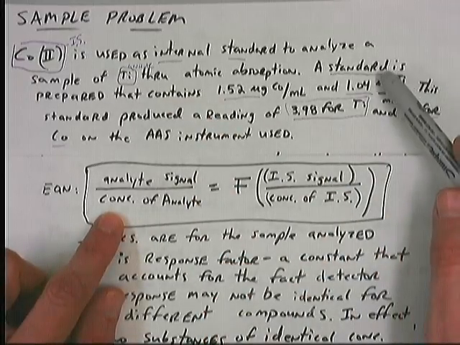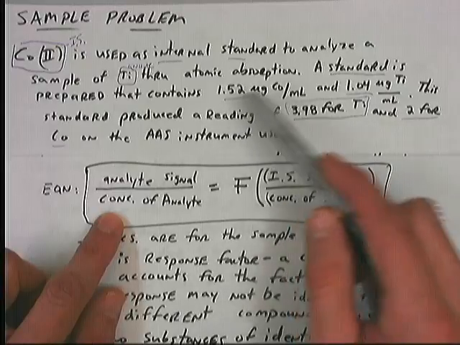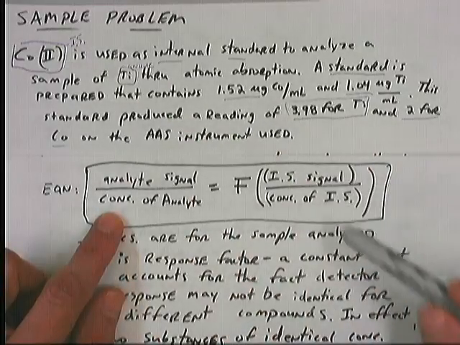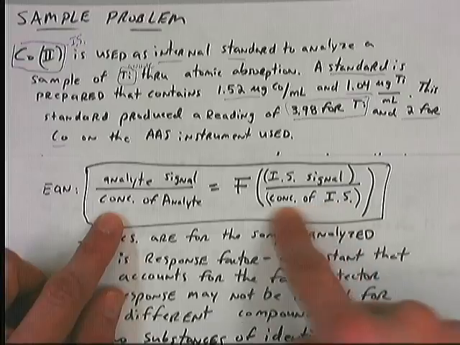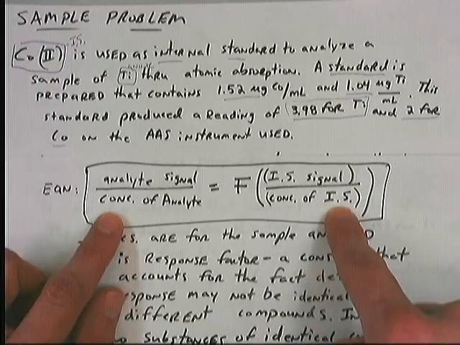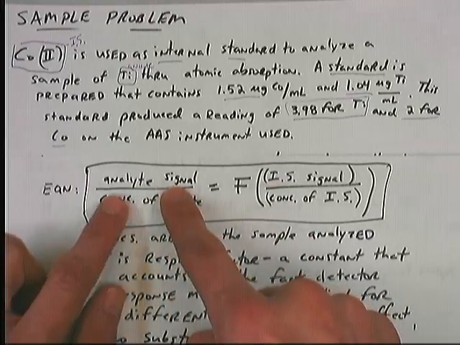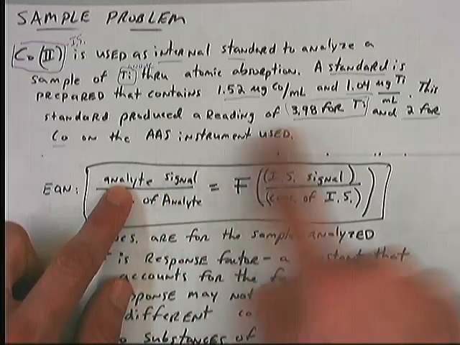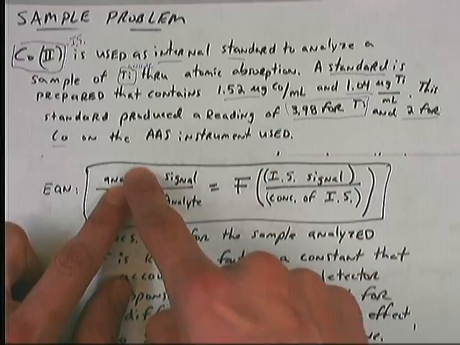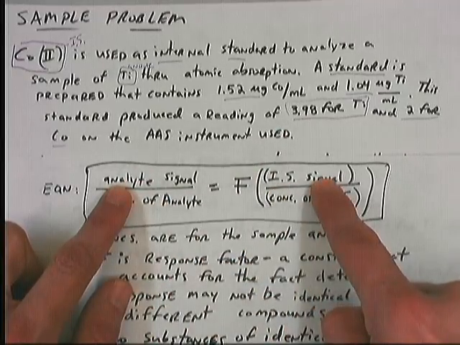My standard concentration for cobalt, which was my internal standard, was 1.52. That can go right here for the concentration of IS. My concentration for titanium in that standard goes down here for the concentration of the analyte. The analyte signal, that's my reading for titanium. That was 3.98, and that goes right here. My internal standard signal, that's the reading for the cobalt.